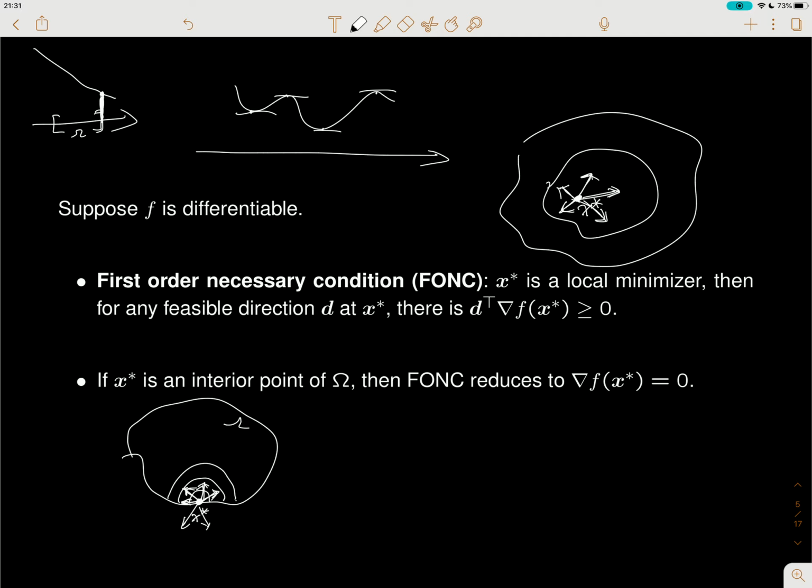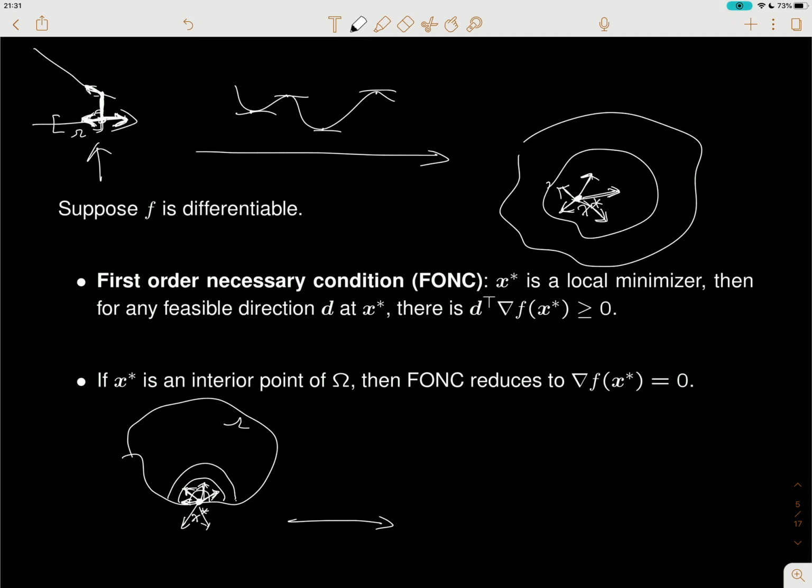Okay, so this also tells us about this case here. This is not a feasible direction, right? So it doesn't count. We only care about this direction, which is feasible. At this point, only if you go left, that is a feasible direction. And as you can see, going along this direction, the derivative is positive, and the function value is increasing. So this is the local minimizer.